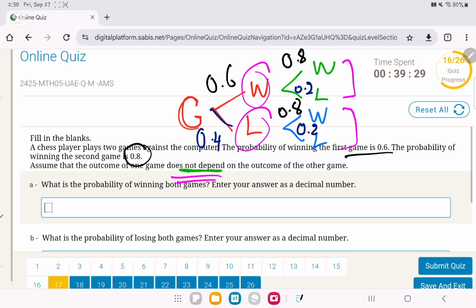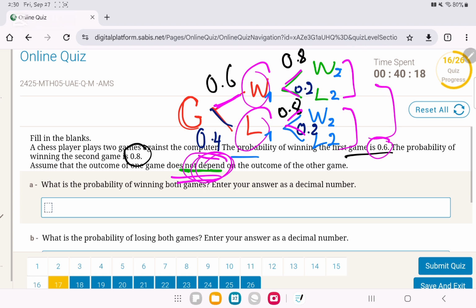Okay? Again, the chess player plays 2 games. This is game 1. Okay? If he wins, this is game, okay, let's write it like this. We have win 1, lose 1, win 2, lose 2, win 2, lose 2. So, the probability he won the first game is 0.6. So the probability he lost is 1 minus 0.6, which is 0.4. Now the probability of winning the second game, in either case, because it's not dependent, is 0.8. So here it's 0.8 and here it's 0.8. So the probability of losing the second game is going to be 1 minus 0.8. So 1 minus 0.8 is 0.2 for both of them.